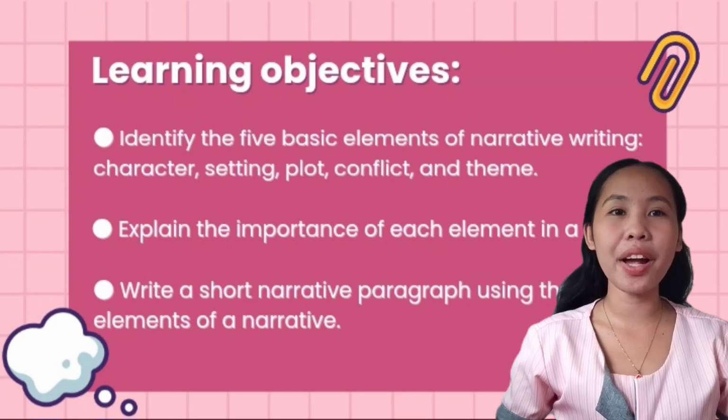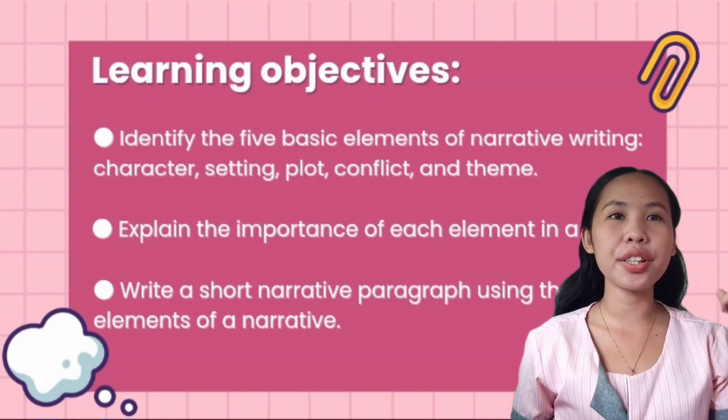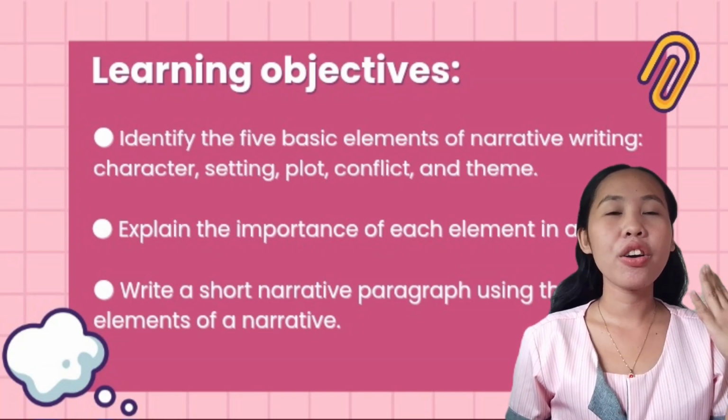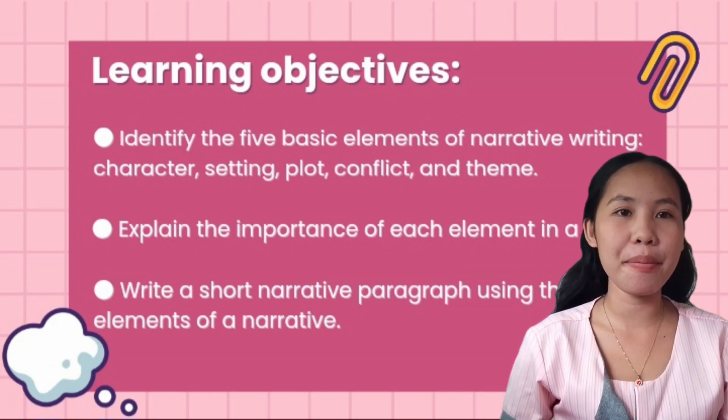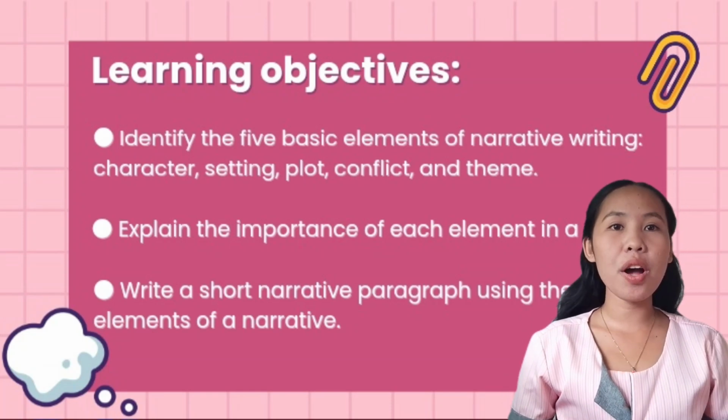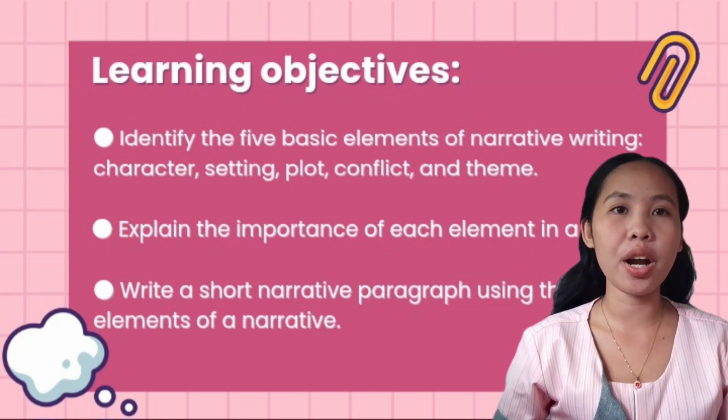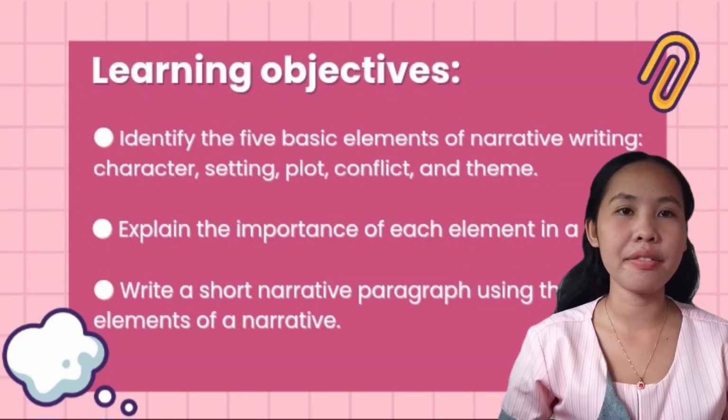So our learning objectives are that by the end of this lesson, you are expected to identify the five elements of narrative writing, which are the character, setting, plot, conflict, and theme. Next is to explain the importance of each element in the story. And the last one is to write a short narrative paragraph using the elements of a narrative.